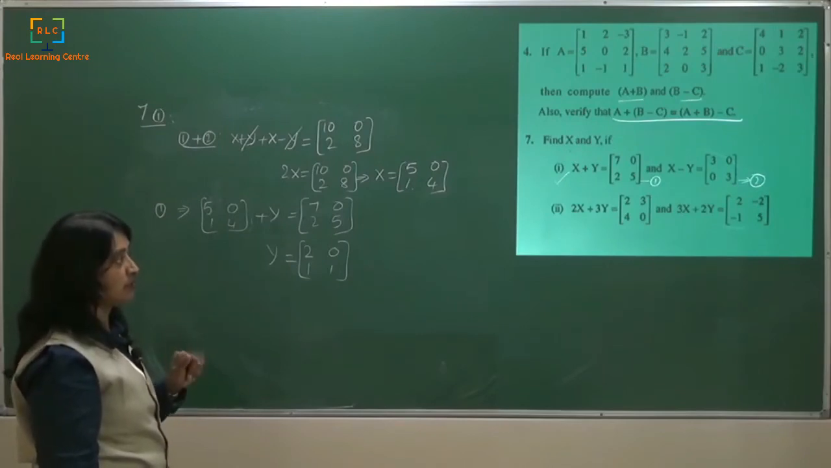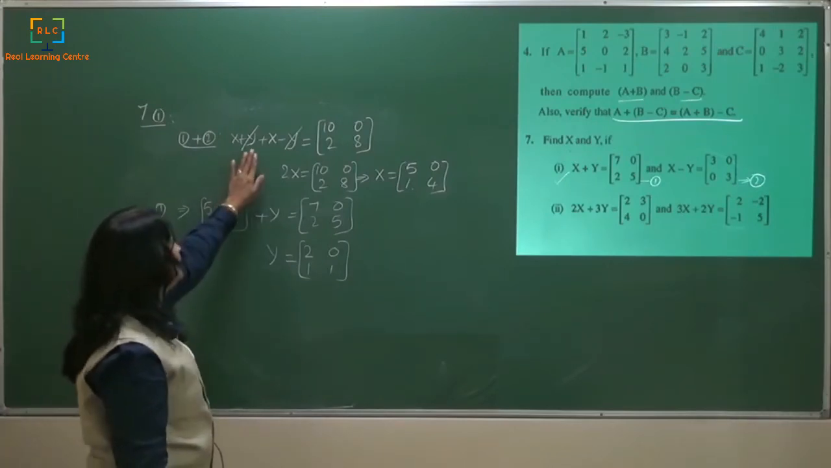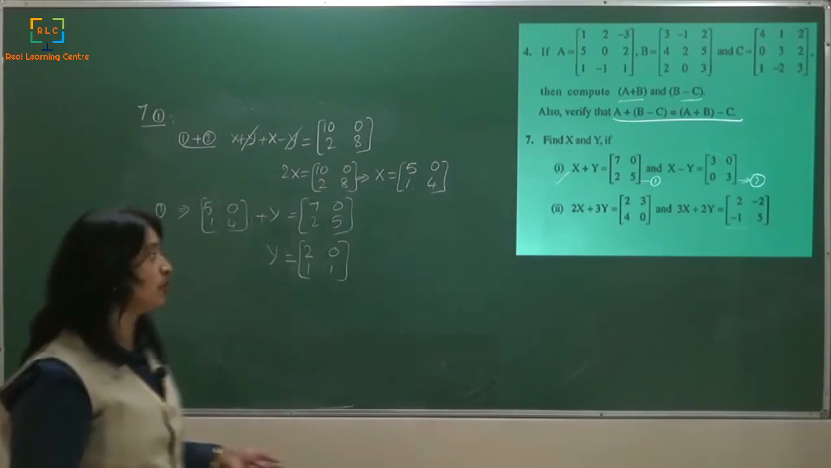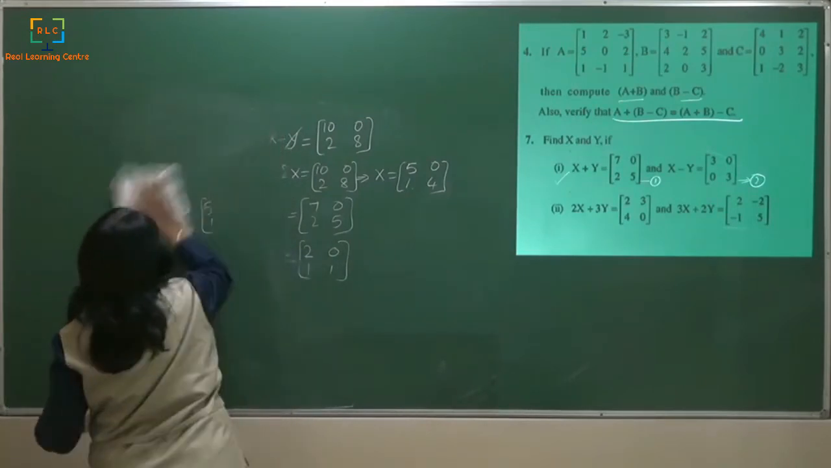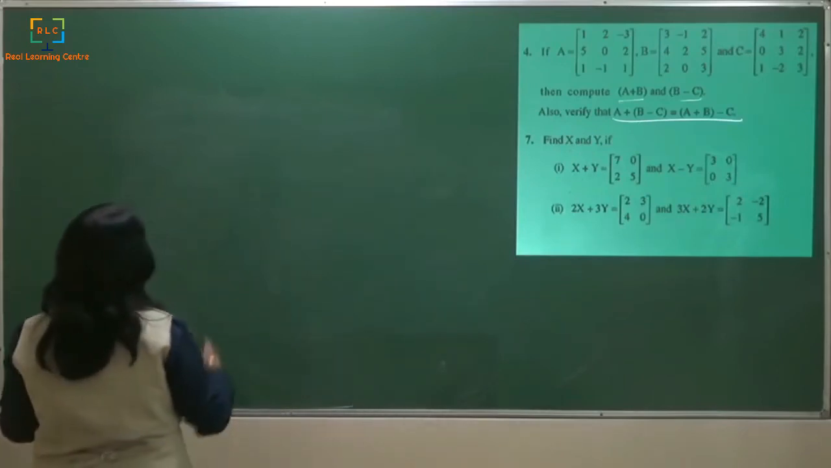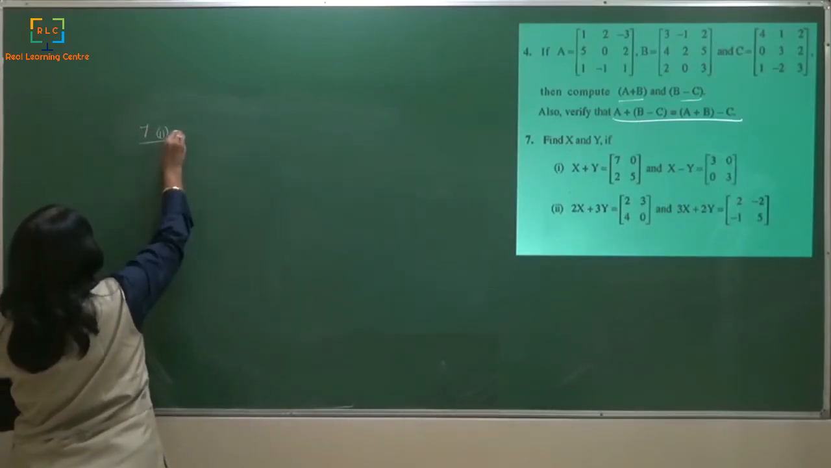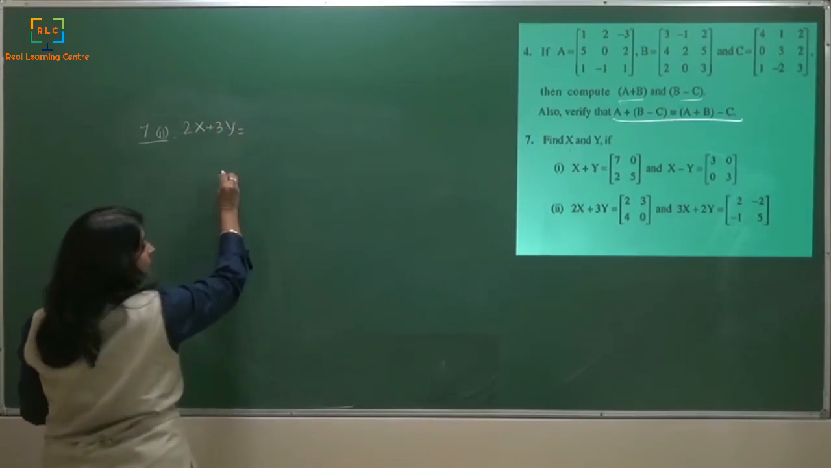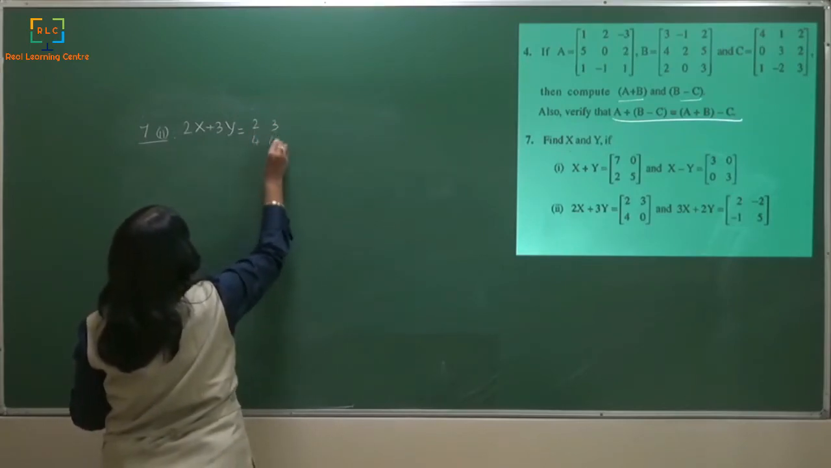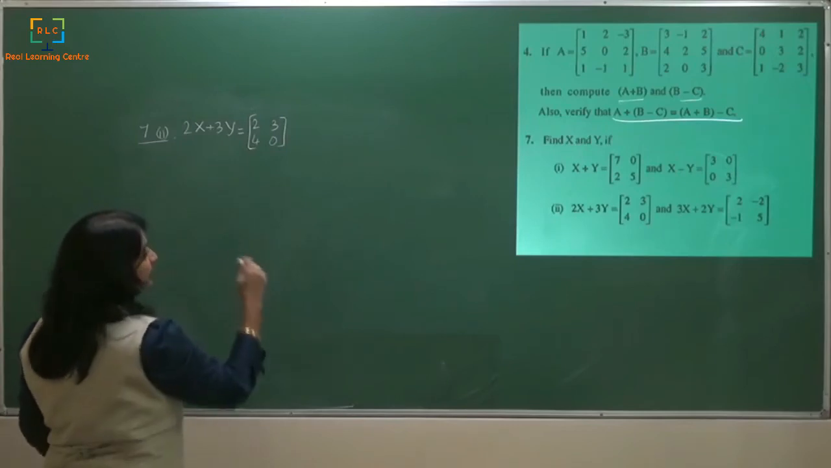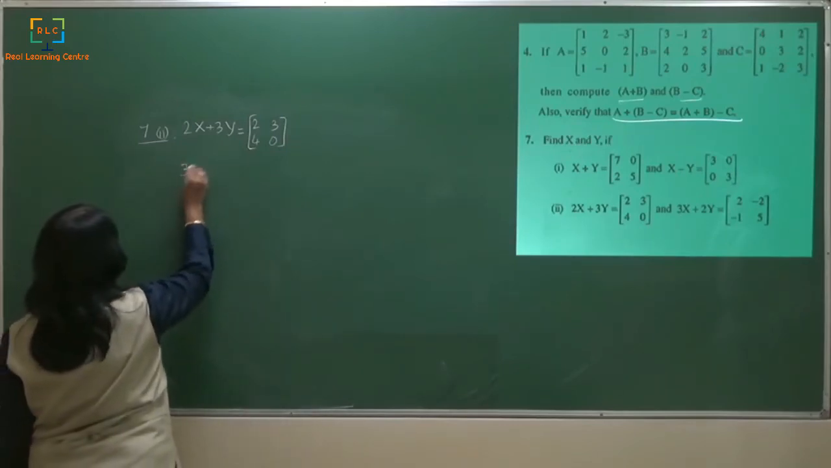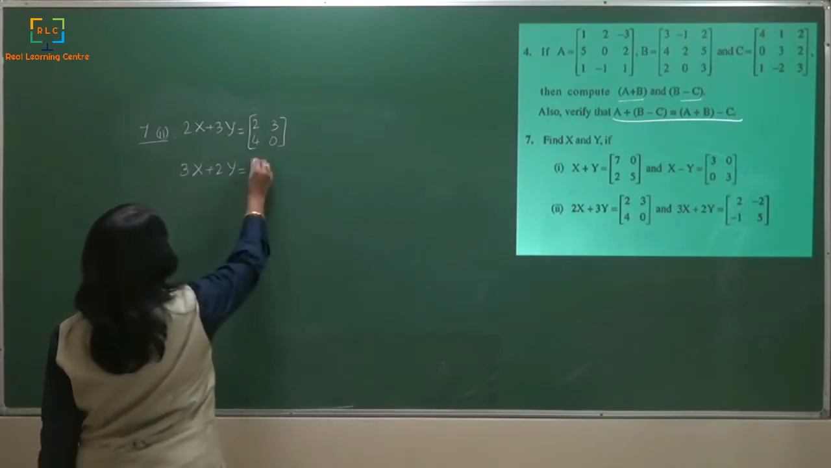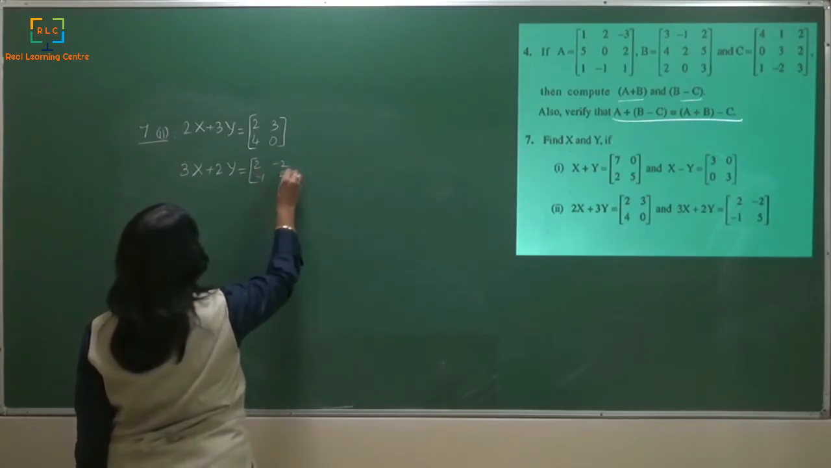Now we are going to the next question, where you don't have elements wherein I can directly add or subtract and take plus y and minus y or plus x and minus x. So the next one again we are going to do just like simultaneous linear equations. So we go to the second sub question 7. I'll write it like this: 2x plus 3y is equal to the matrix 2 3 4 0. Underneath this I'll take the second equation, that is 3x plus 2y is equal to 2 minus 2 minus 1 5.